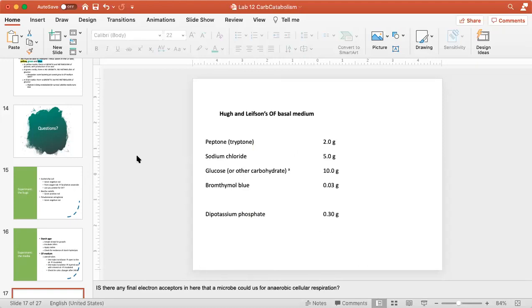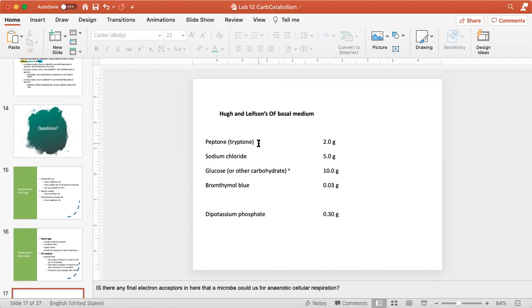Before we look at our results, I want you to take a look at this recipe. This is a recipe for OF medium. Just like all culture media, you can buy OF as a powder and mix it up yourself in the lab, or you can buy it pre-made. If you buy it as a powder, you can read the recipe on the side of the bottle, and here it is. It's a pretty short recipe, isn't it?